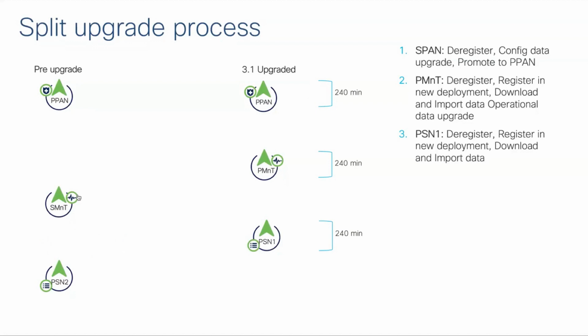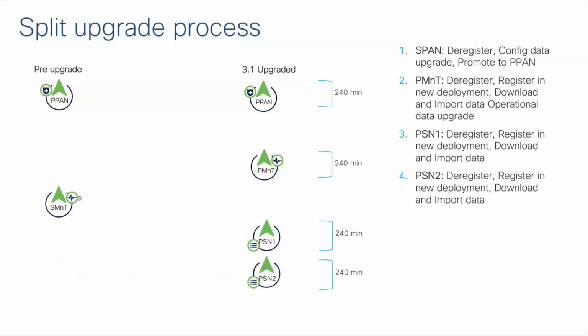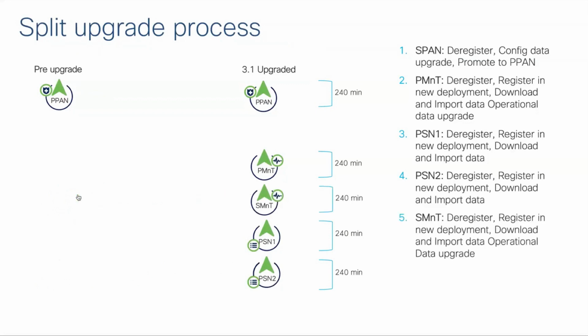I have two PSNs, which I'm putting in two sequences here. In the third sequence, I'm upgrading one of the PSNs in one of the locations. And in the fourth sequence, I'm upgrading PSN2 so that the endpoint services are not affected while upgrading PSN1 and PSN2. As part of the fifth sequence, we're going to be upgrading the secondary MNT.